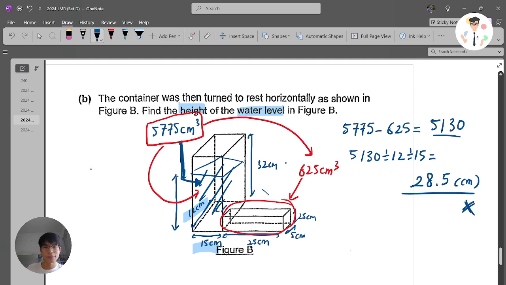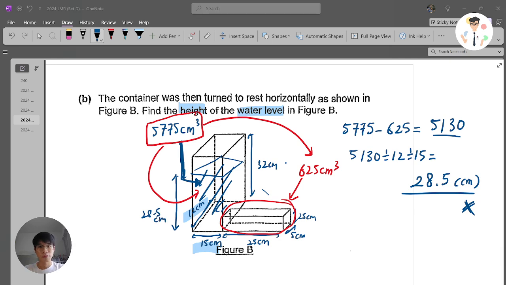Yes, and I am done. This is 28.5 cm. So I think this is simple. I mean, in general, compared to the previous few sets, I think set D will be a bit easier. But again, it's more about revision and revising whatever we have learned.